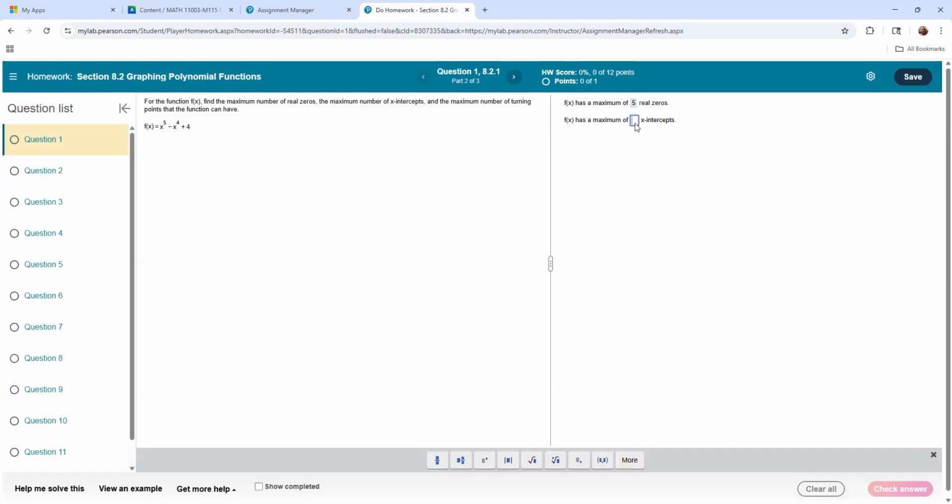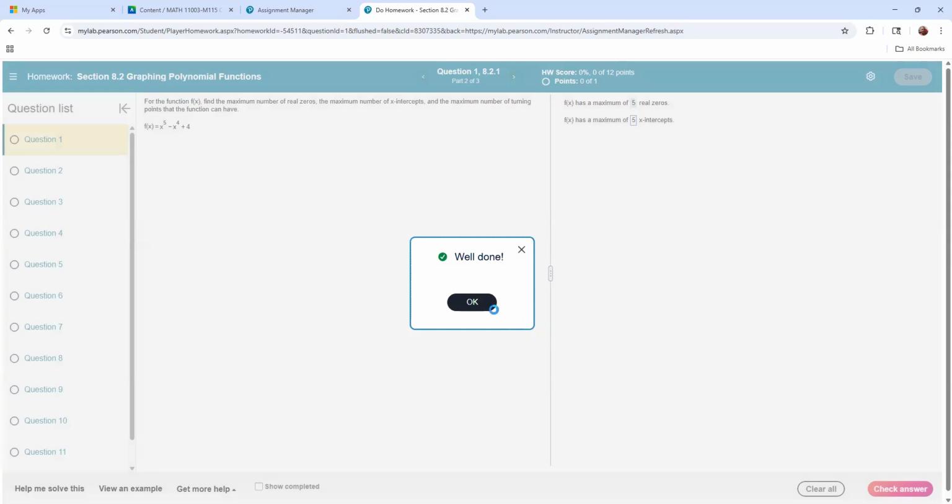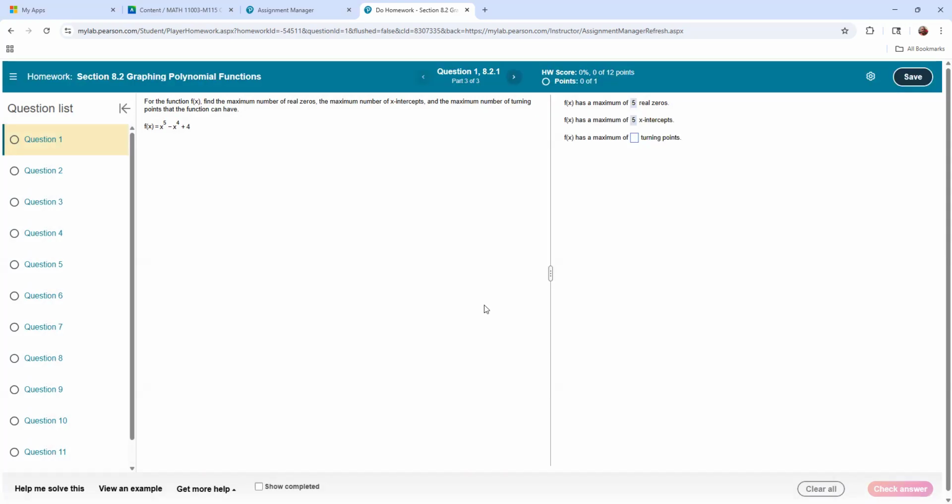So watch, it's going to make you check it. What's the maximum number of x-intercepts? We just said that's going to be the same as the first one, because x-intercepts and zeros, good job, are going to be the same. So we check that. And y'all look at this. What's the maximum number of turning points?